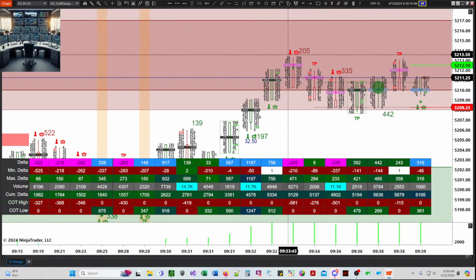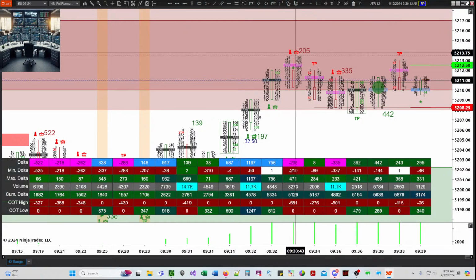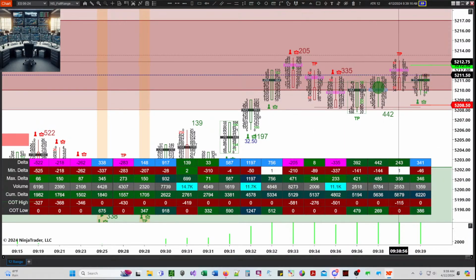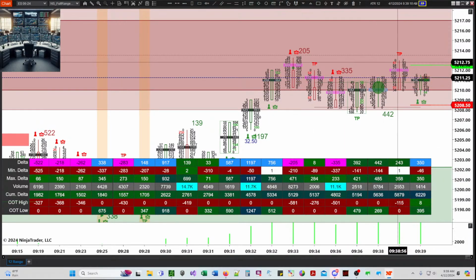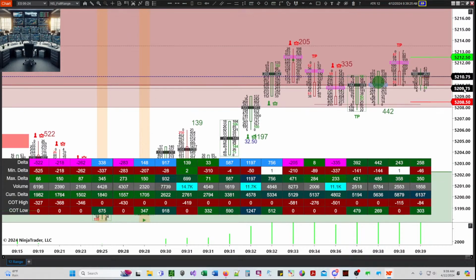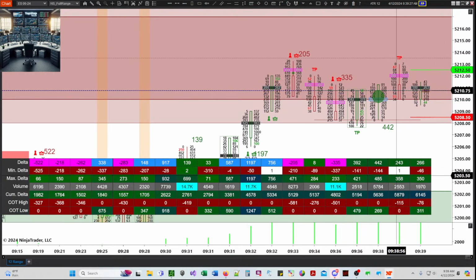And we are dancing right here inside this gap. See a minus 205 here on the delta. On the last high, which was the last bar, we're looking at 243, but we got a 7 versus a 108. Not quite enough to make me take a short yet.